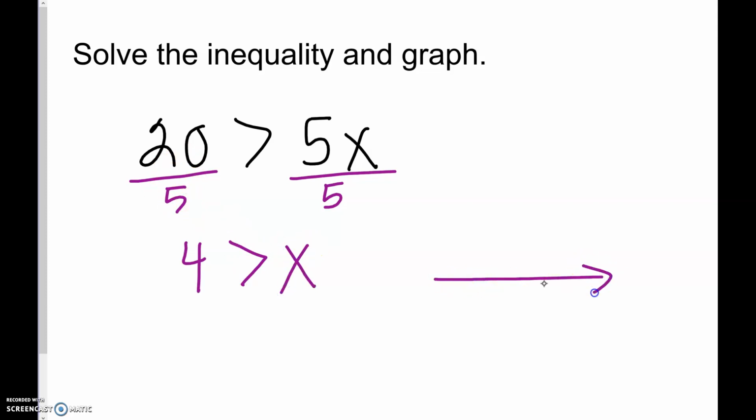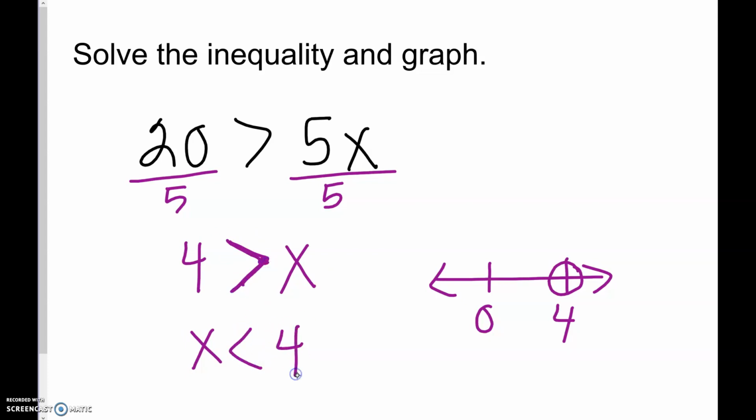Now, as far as graphing goes, at 4 we're going to have an open circle because there's no line underneath it. You can read it from the x and say any number is less than, but I highly recommend that you just rewrite it, so you put your letter first. This is pointing towards the x. The point is at the x. And then we have a 4. Now read it. That says any number less than 4. So we're going to go this way.